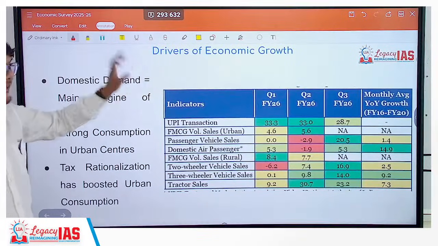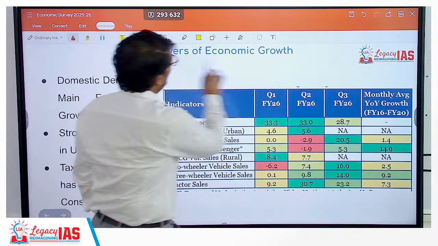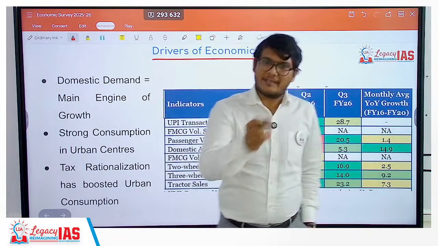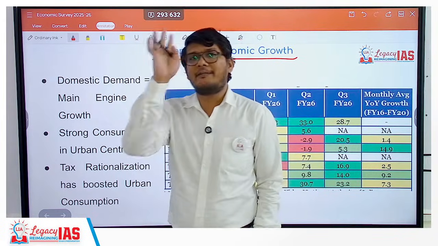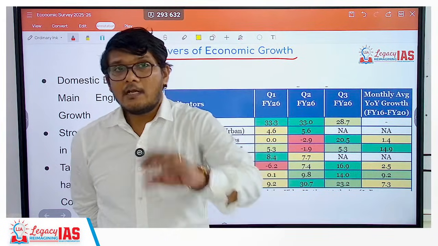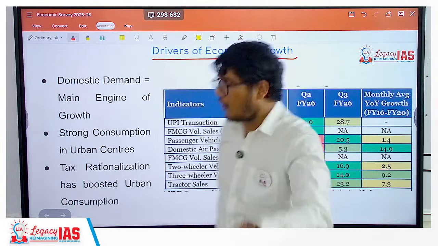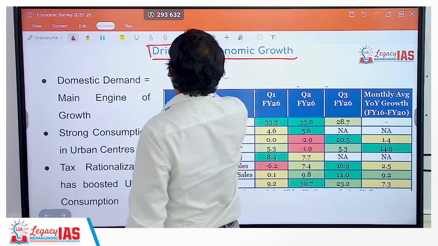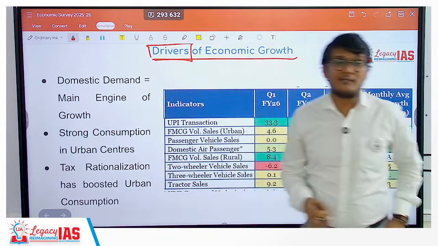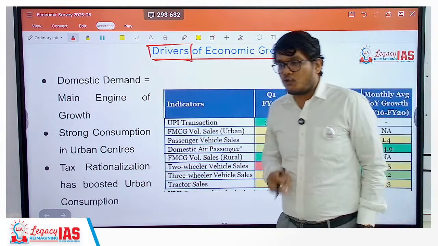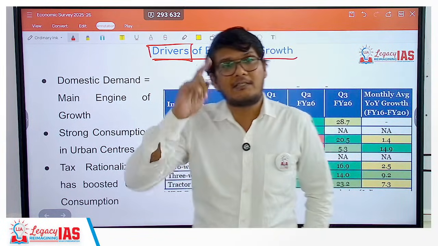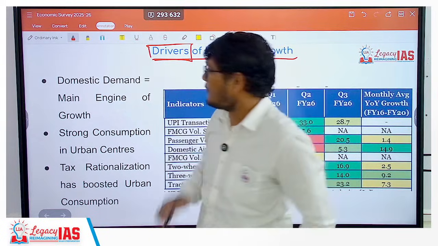There are more things that it mentions. Next, it talks about how, yes, the rupee has depreciated, but the Indian economy is still growing well. Now, what are the reasons for that? It talks about certain drivers of the economy, meaning the factors that are ensuring that the Indian economy keeps on growing. Let us see what these factors are.